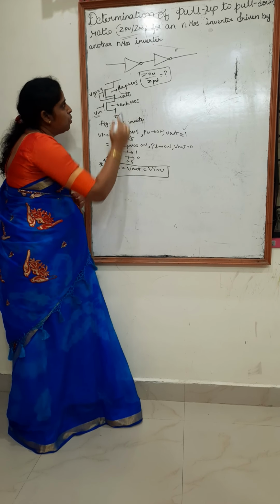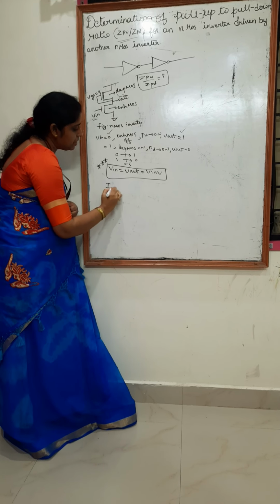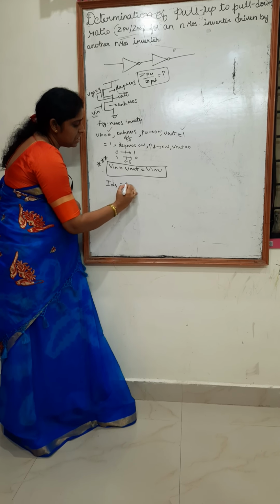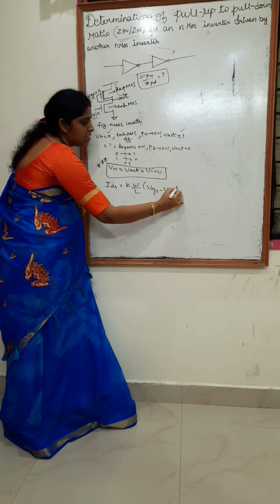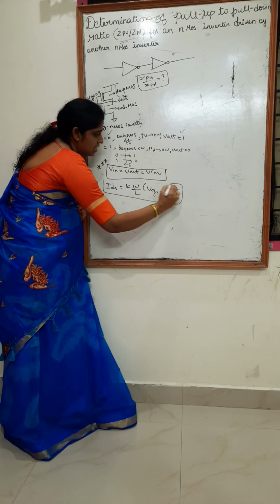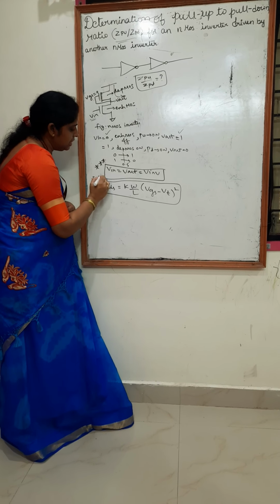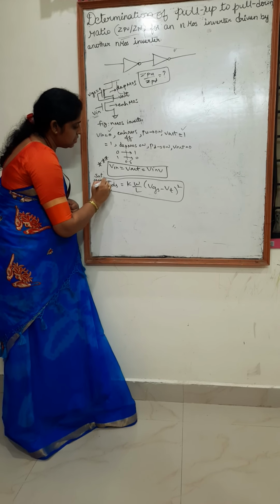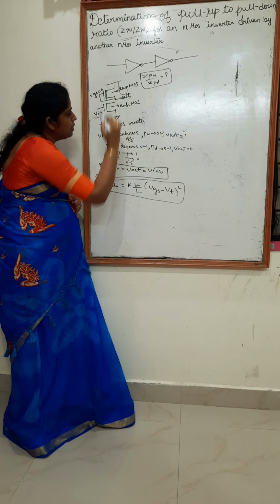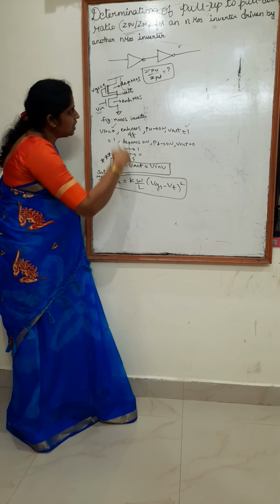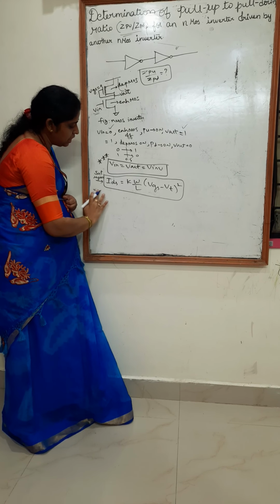Whenever both the transistors are drawing equal currents, both are in the saturation region, then the IDS equation, the drain to source current equation, is equal to k W by L into VGS minus VT whole square. This is the equation for the saturation region, as we know. So we need to consider the pull-up saturation region current equation and the pull-down saturation region current equation, and we need to equate those two.